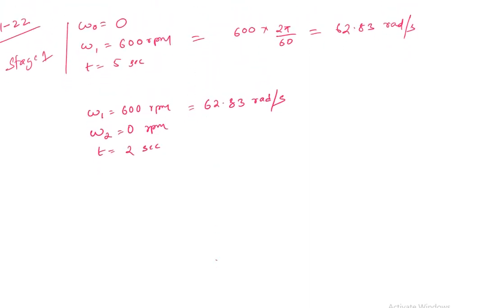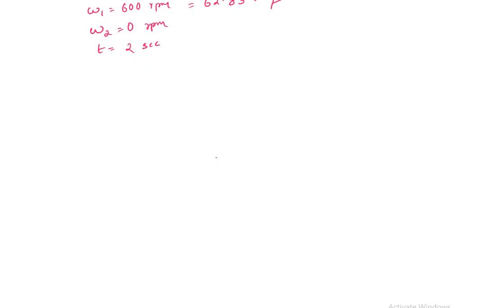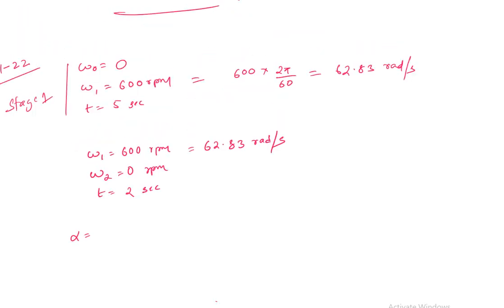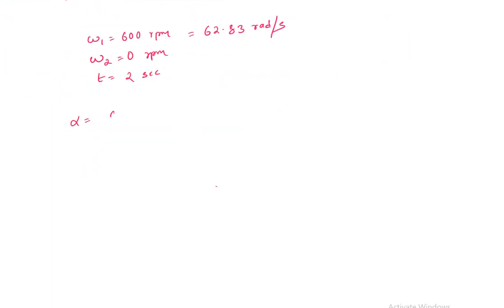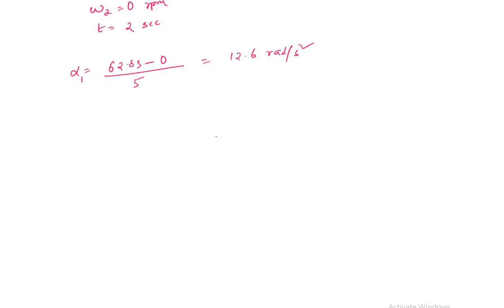Alright, so let's go ahead and use the formula. First find acceleration. Acceleration is final velocity, which in this case is 62.83, minus initial, which was 0, divided by time, 5 seconds. So that comes to 12.6 radians per second squared. That's the acceleration 1. From here we can calculate theta 1.